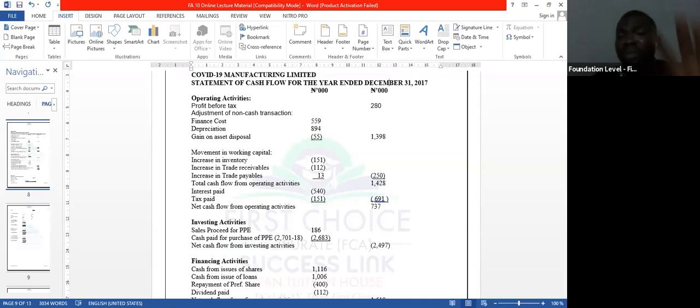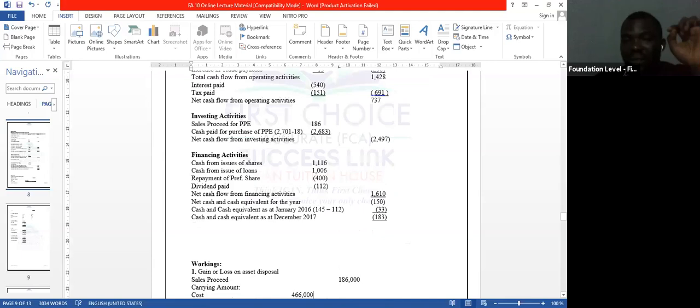Now that we have solved that, let me use this question also to explain the direct method. The difference between the indirect method and the direct method is just the operating activities. So I'm going to solve the operating activities alone. Then the investing and financing activities will remain the same. That one will not change. What changes between the indirect and direct method is the way they calculate our operating activities. So now let's use the direct method.